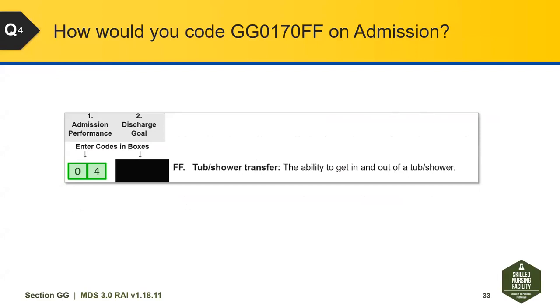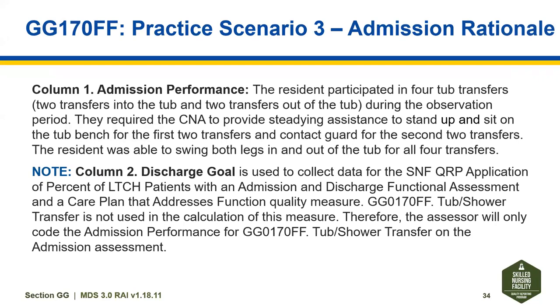Okay, so if you marked 04, you would be correct. That's supervision or touching assistance. And let's examine the rationale. So column 1, the admission performance.